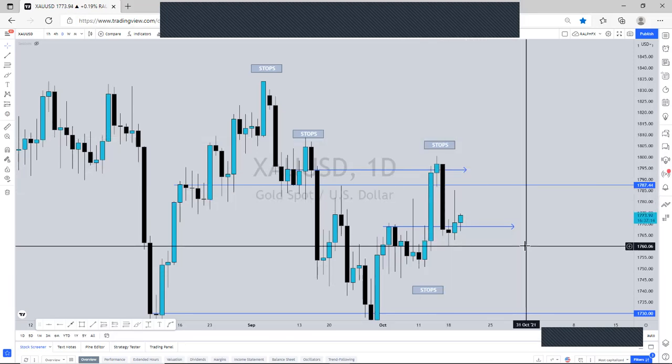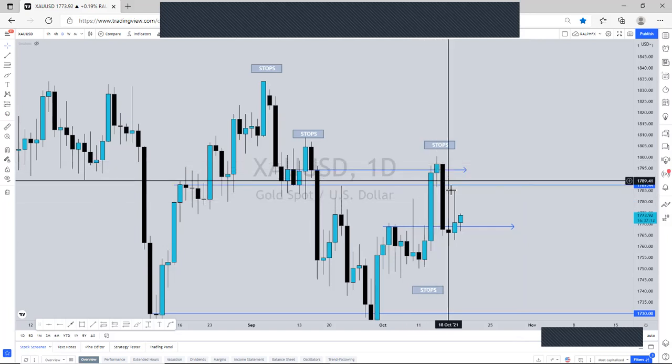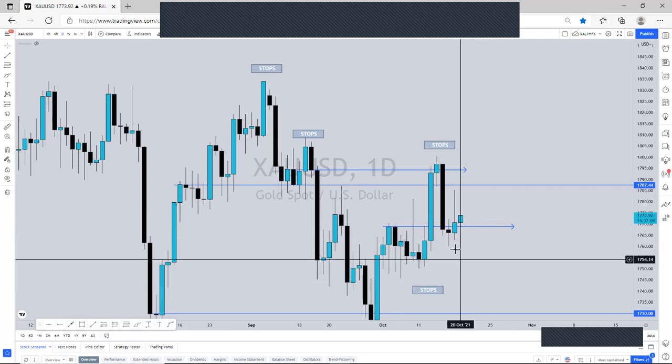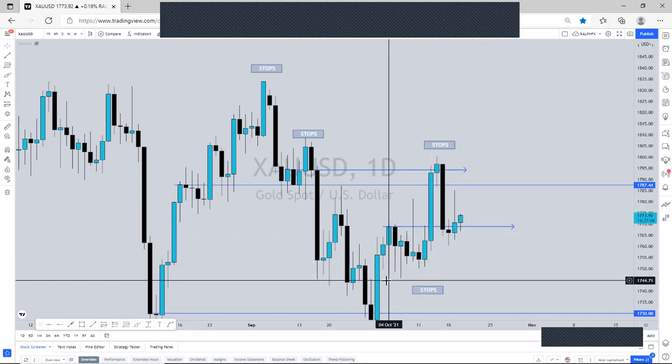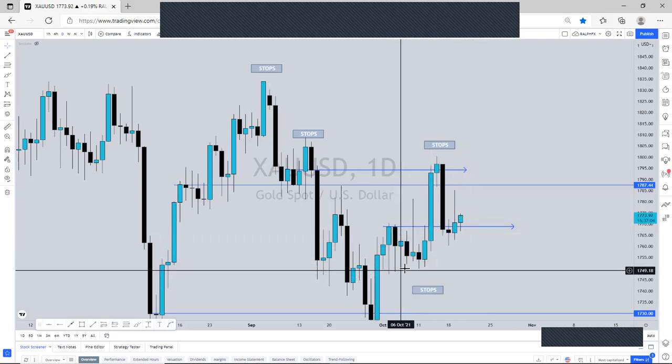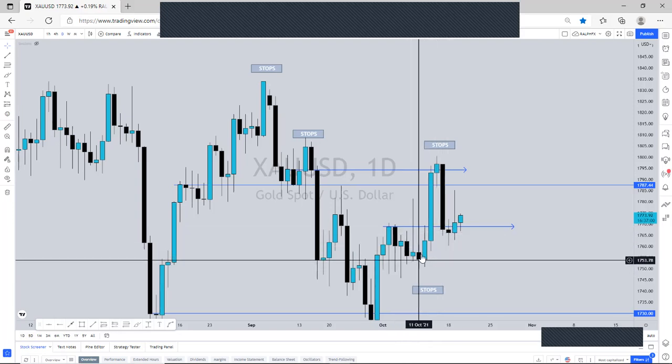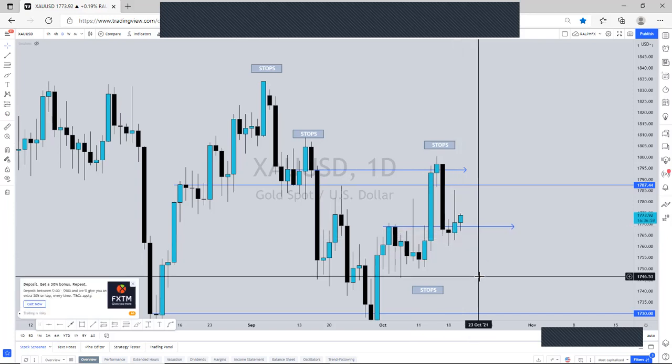Now, initially I was saying, okay, seeing how price is moving down, if this support doesn't hold, we could be seeing a run for 1745 for the liquidity that lies below these candles, but we didn't get that. We're seeing price maintaining bullish structure.